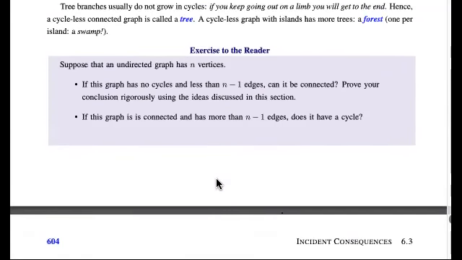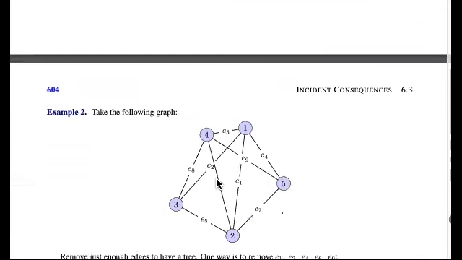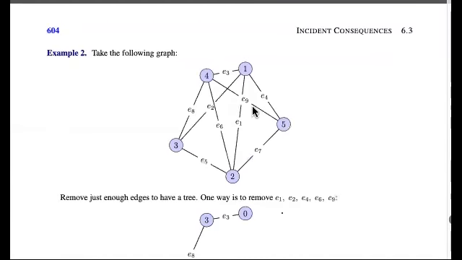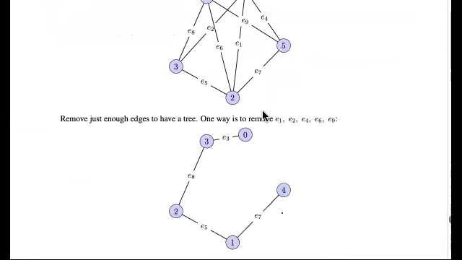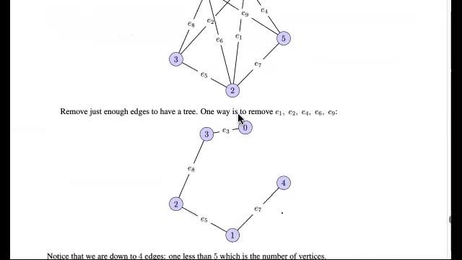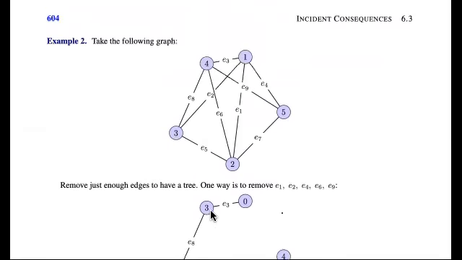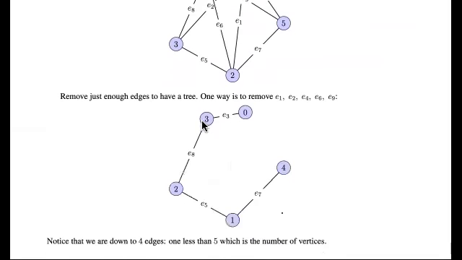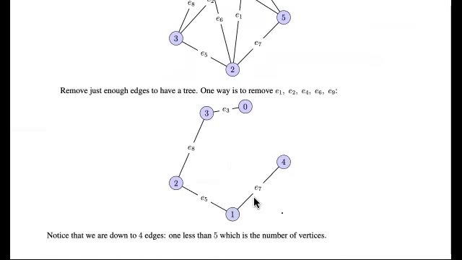Well, let's go on to the next example here. Let's take a look at this graph. We can form a spanning tree from this graph by removing edges. We can remove a lot of edges. In fact, this is a spanning tree right here. So here's a graph, and here's a spanning tree of that graph.